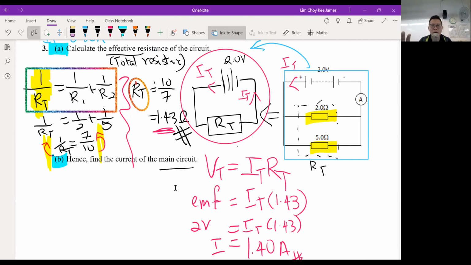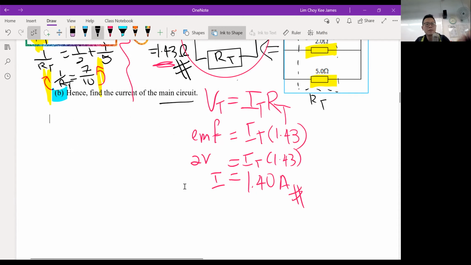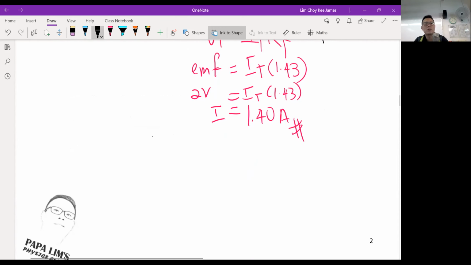So it's not as if you are starting each part from scratch. You need to remind yourself to look at the correlation between all the parts of the questions. Now for question 4.